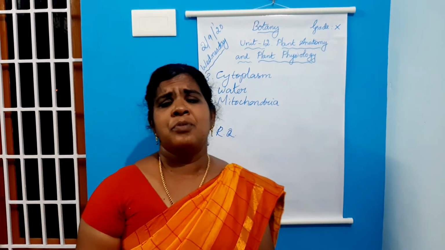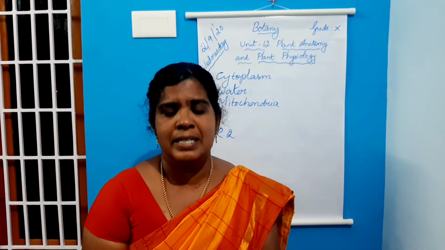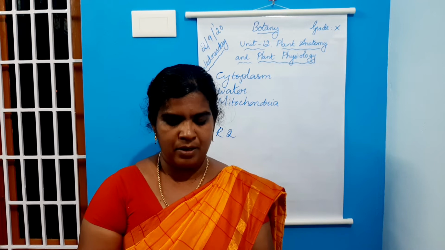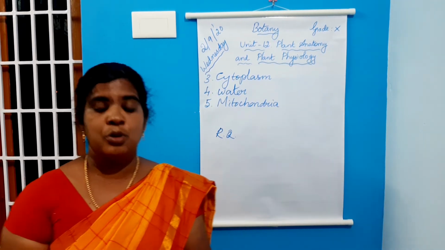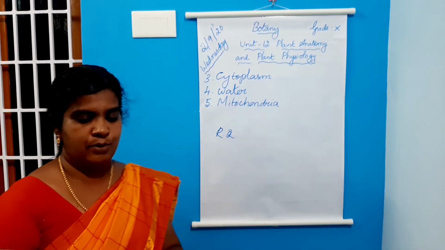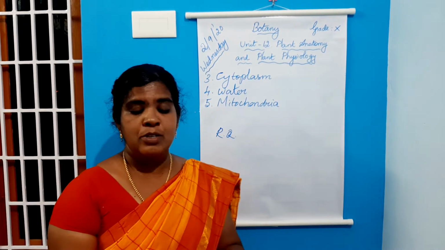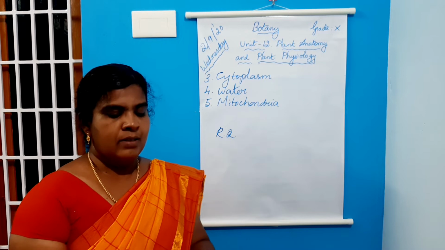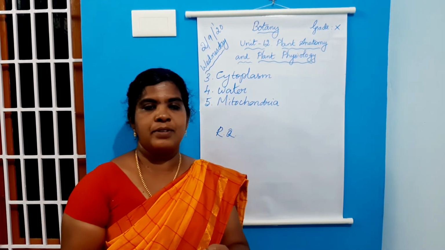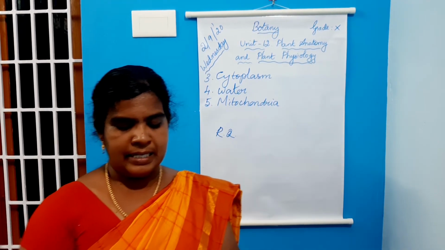Okay, now you are going to mark the book by question answers, the evaluation part. Please turn to page 184 in the textbook. Choose the correct answer. Roman numeral 1.